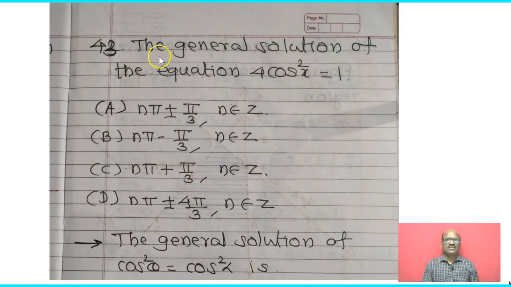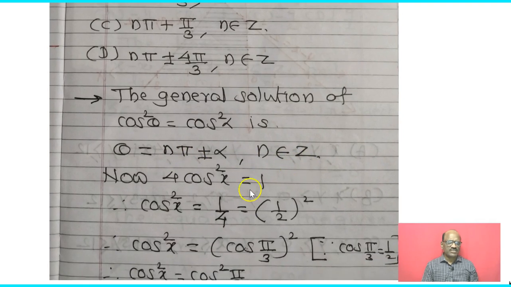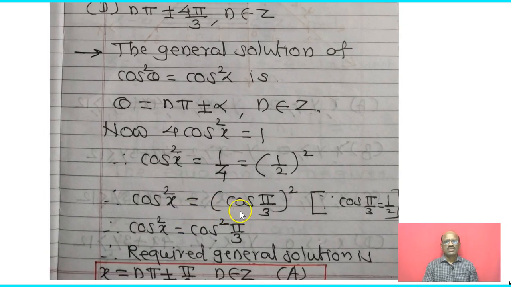Now next question: the general solution of the equation 4 cos square x equals 1. The general solution of cos square theta equals cos square alpha is theta equals n pi plus or minus alpha, where n belongs to Z. Now what is our equation? 4 cos square x equals 1, therefore cos square x equals 1 by 4. That is (1 upon 2) square, and it can be written as cos square x equals cos square pi by 3.